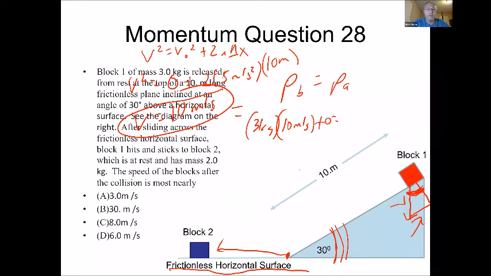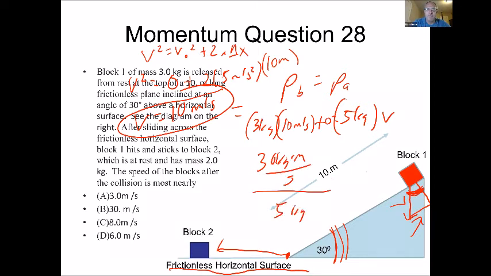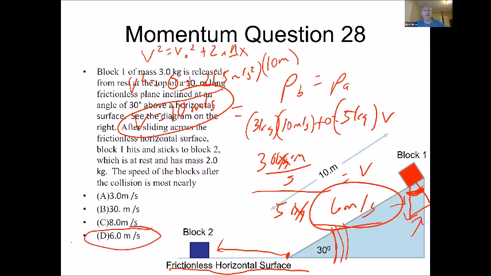And then after, our 2 blocks are stuck together. So we're going to have the 3 kilogram block and the 2 kilogram block stuck together. So that's a total mass of 5 kilograms times some speed, which we don't know. So to solve this out, we simply need to divide both sides by 5. So we're going to end up with 30 over here, divided by the 5 from the right side. And we're going to end up with a speed of 6 meters per second. So that's a pretty complex problem. Find the speed and then use the conservation of momentum to find the speed after the collision.